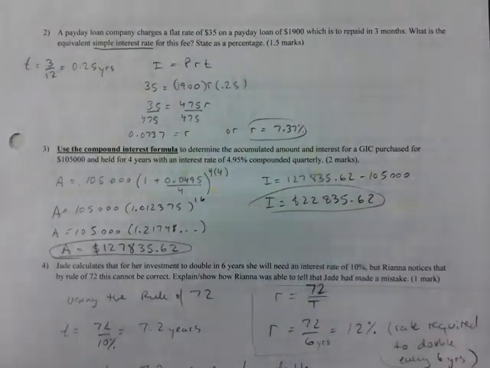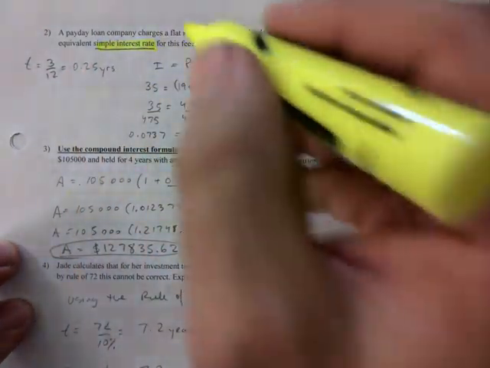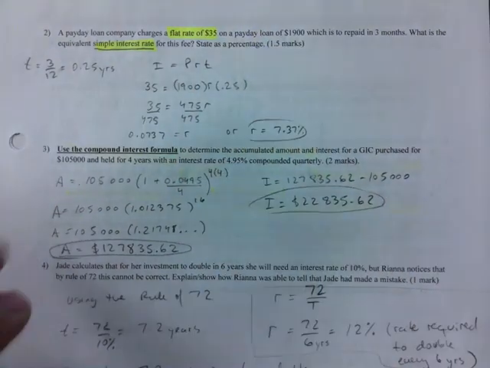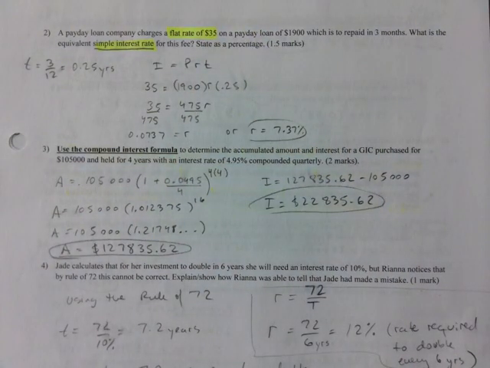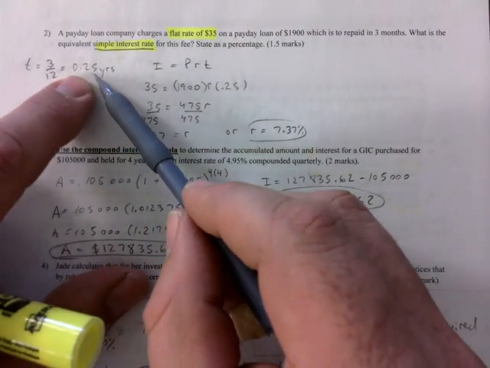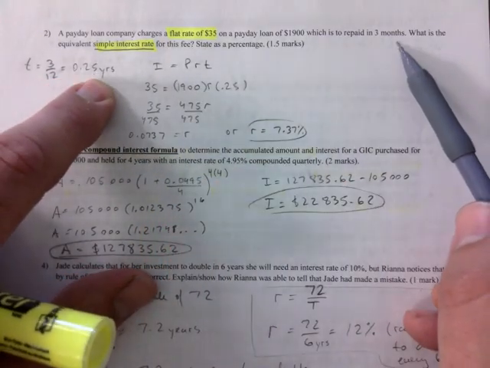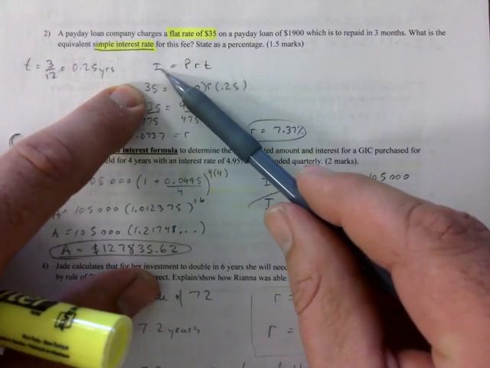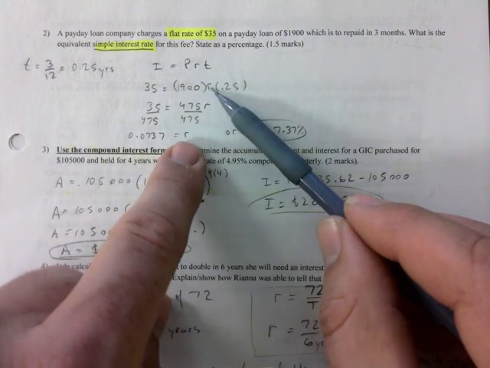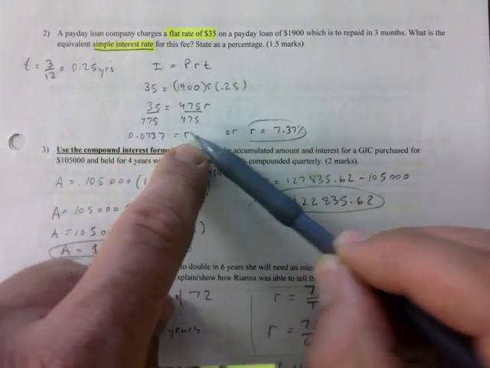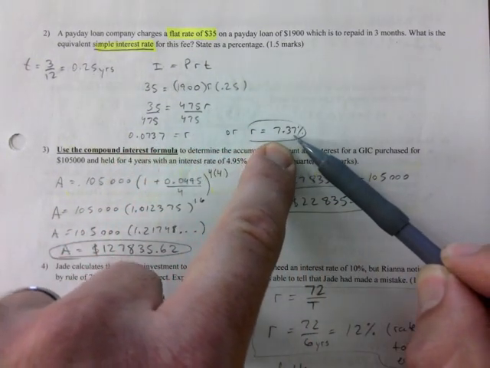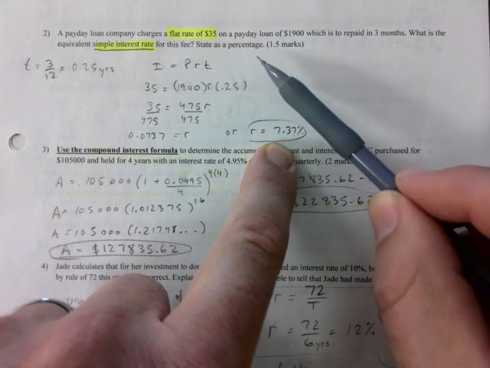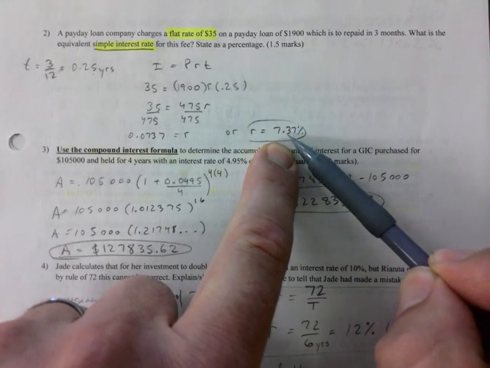Next was still simple interest. And some of you were thrown off maybe by the flat rate charges, finance charge, right? That's the interest you get charged. You had to turn your 3 months into years, and then the interest was substituted into I, and then everything else was given. R is unknown, but when you solve that as a percentage, it's this. It says state as a percentage, so I did want it in this format.